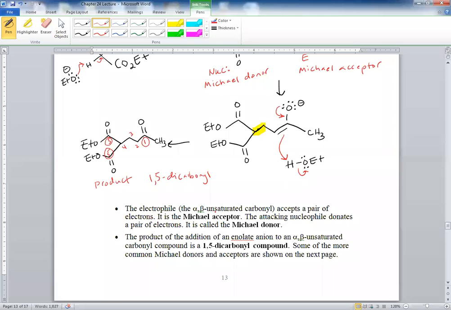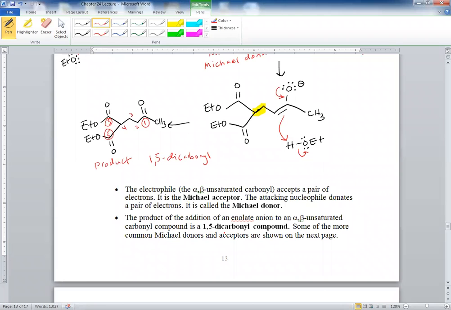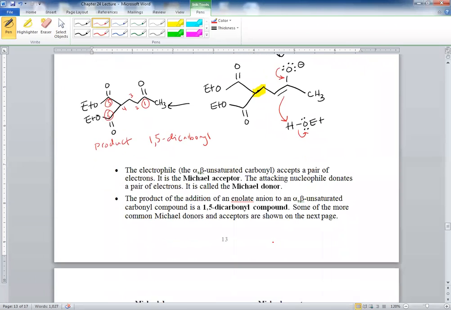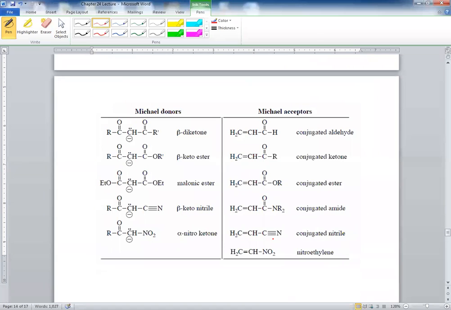So the electrophile, the alpha beta unsaturated carbonyl, accepts a pair of electrons. That's why it's called a Michael acceptor. And the attacking nucleophile donates a pair of electrons. That's why it's called a Michael donor. Like I said, the product is a 1,5-dicarbonyl compound. Now, there is on this page a list of those examples of Michael donors, and once again, those are stabilized enolates. You have to ensure you understand why they are stabilized.